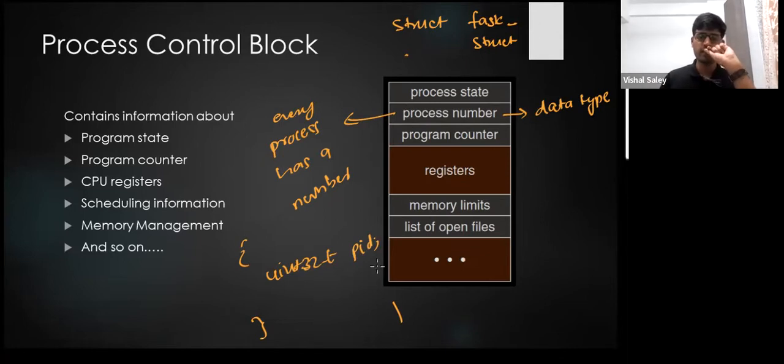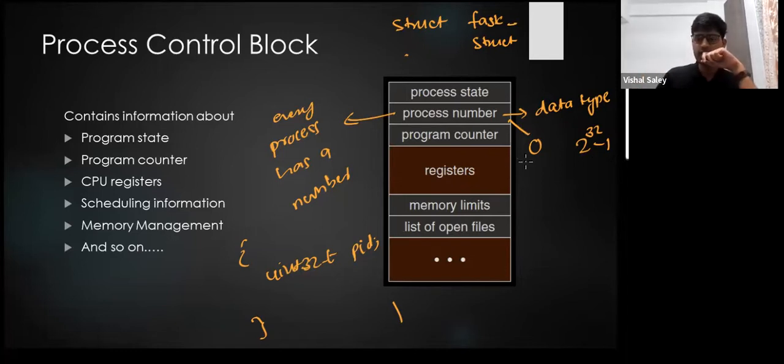Okay, so it means the process number can go from 0 to some maximum value, 2 raised to 32 minus 1, if it's a 32 bit integer. Is this understood? Every process has a number, and for storing that number, there is a field in the structure, in the PCB, and that field has a data type. So there is a range of process IDs from 0 to 2 raised to 32 minus 1.